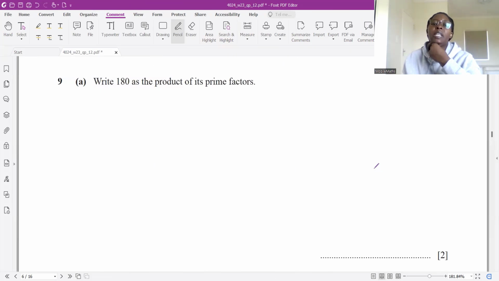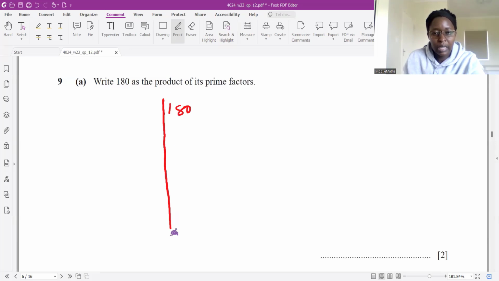Write 180 as a product of its prime factors. So the easiest way is to do long division. Okay, so we have 2 there. 2 into 18, that's 90. 2 into 90, that's 45. Then 3 into 45, 1. In the 1, that's 5. 3 there, that's a 5. Then 5 there, that's a 1.